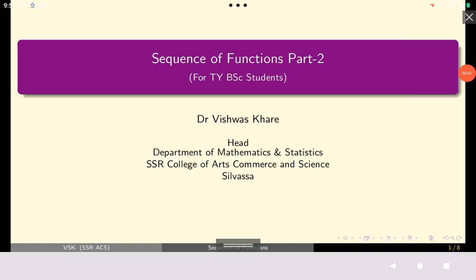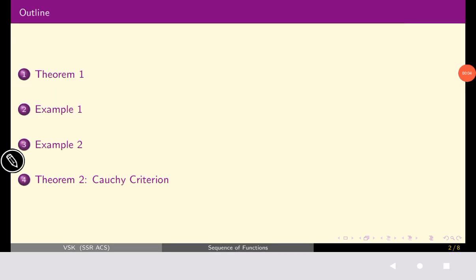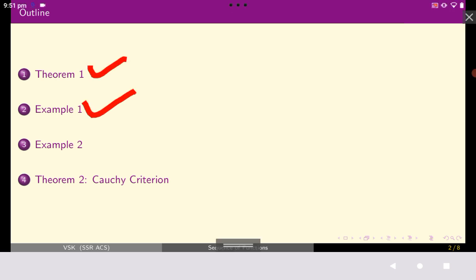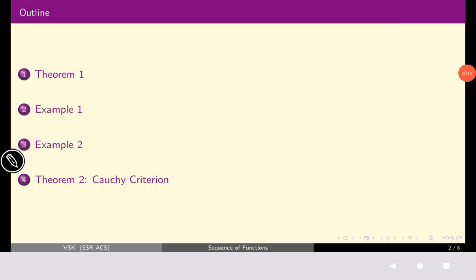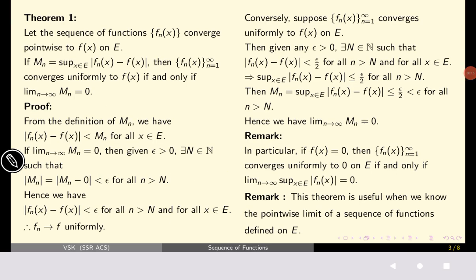Topic of this lecture is sequence of functions part 2. We'll cover these points in this lecture: theorem number 1, example number 1, example number 2, and theorem 2, that is Cauchy criteria. So let us see the statement of theorem number 1.